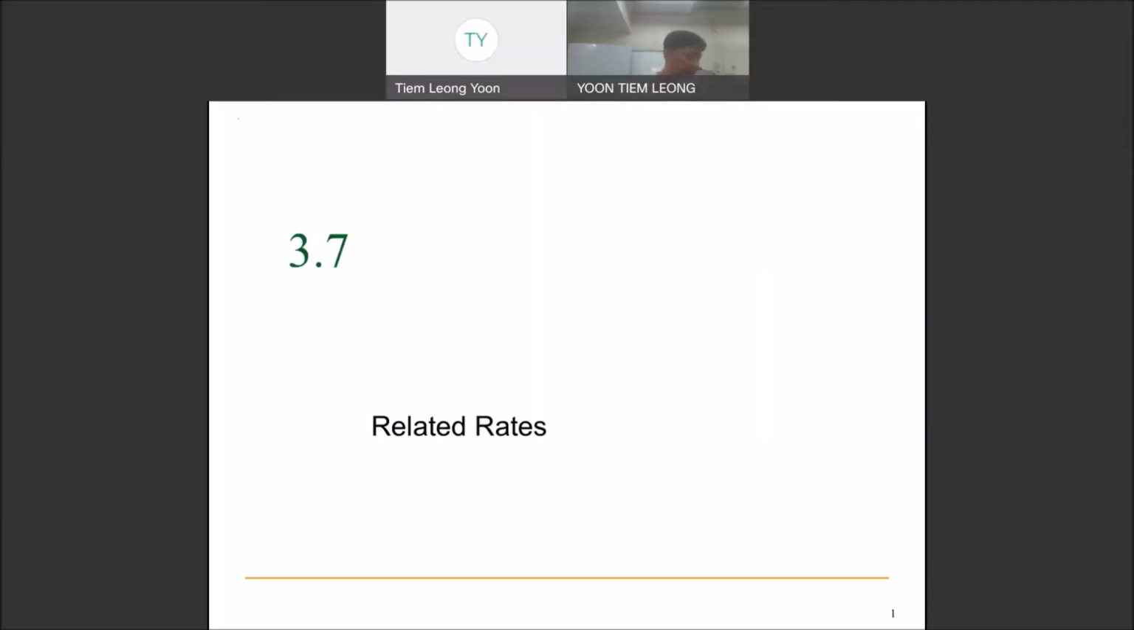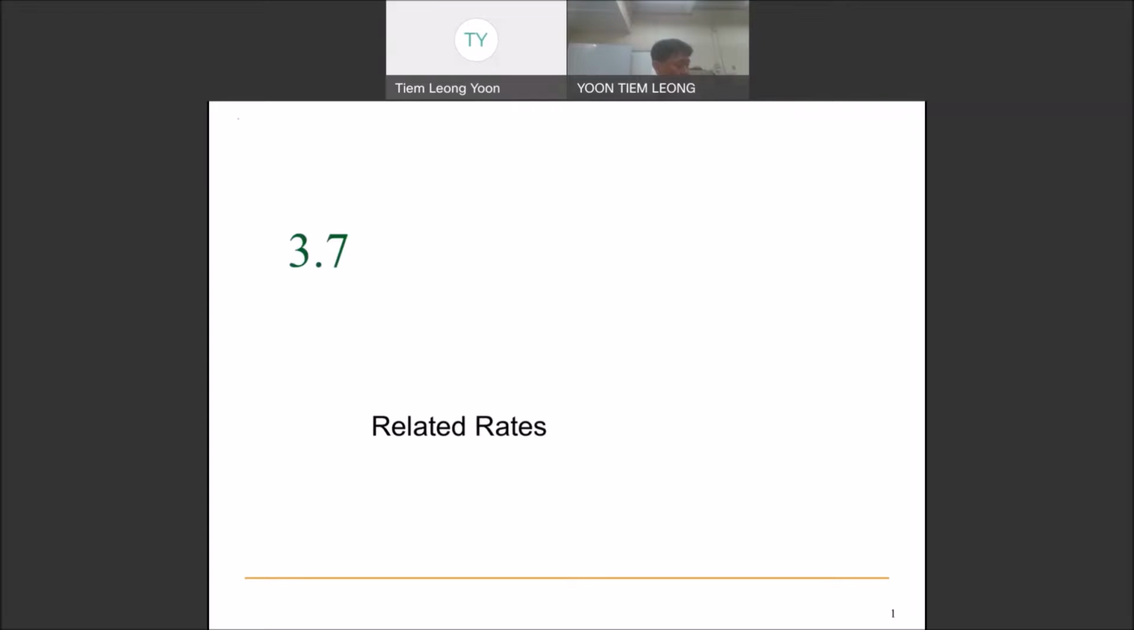So this is a topic about related rates. It's again another application of the derivative of a function. But these topics are quite demanding in the sense that they require you to be able to translate a physical scenario into the language of mathematics.